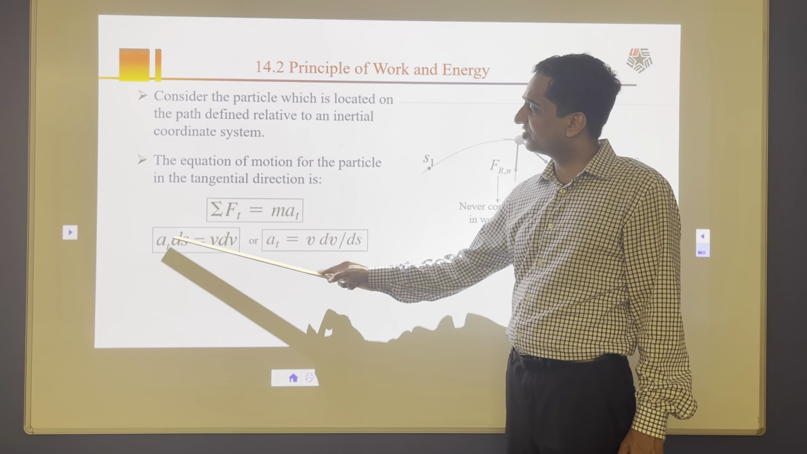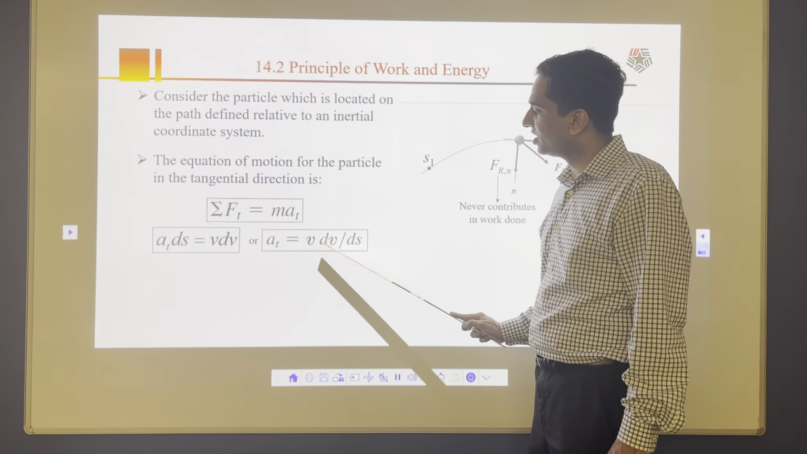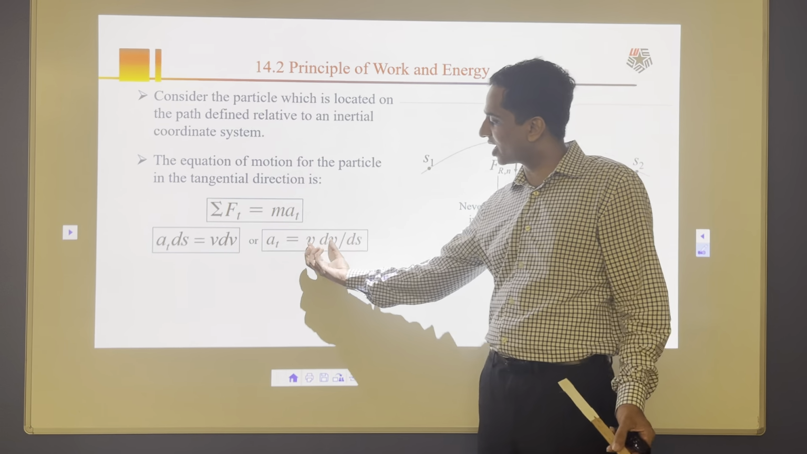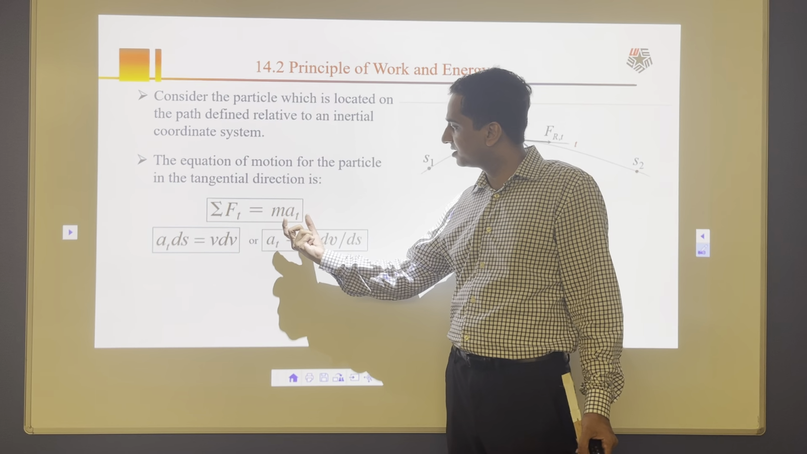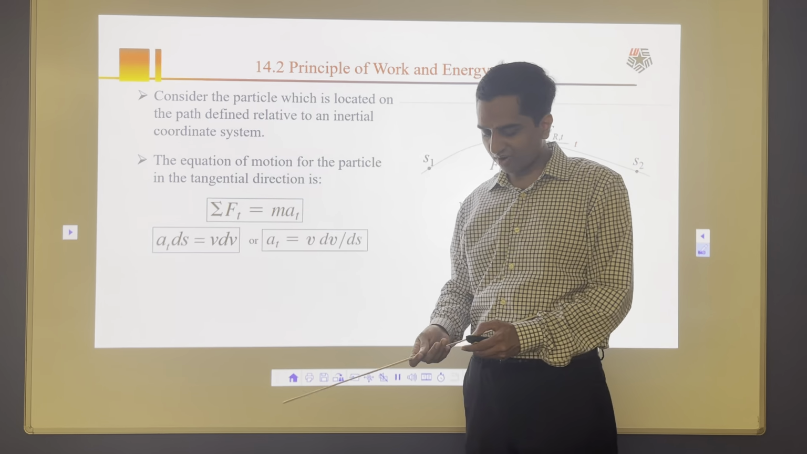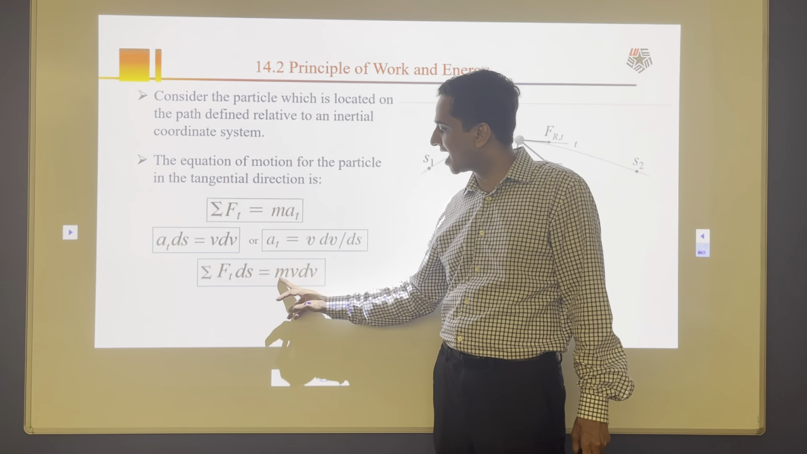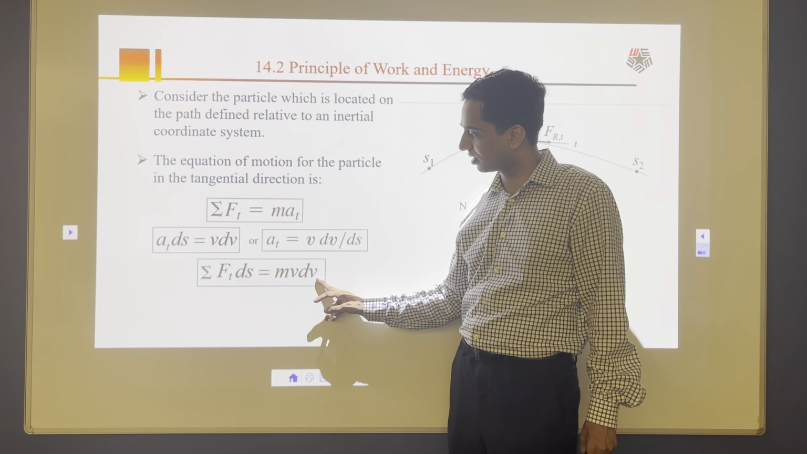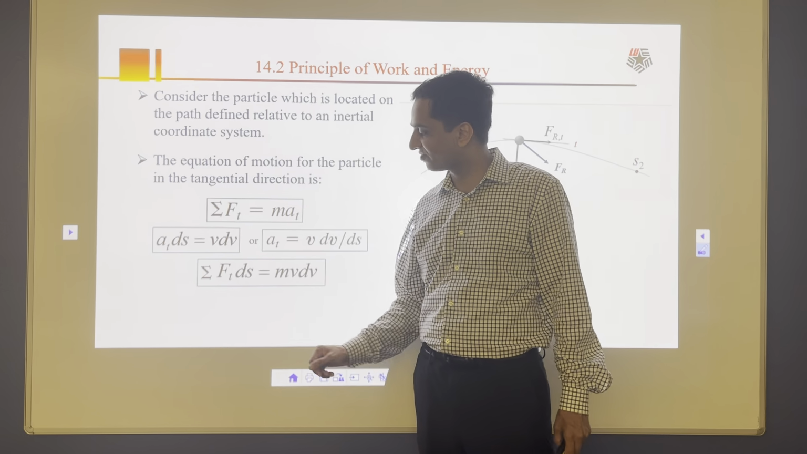Now I am going to take this ds here, and I am going to rewrite this a_t is equal to v dv by ds, and I am going to plug this value v dv by ds in here. When I do that, I am going to rewrite this formula, and I am going to take this ds back here, and it will look something like this. F ds is equal to m v dv. That's what I get here. If I take this ds again to the left-hand side.